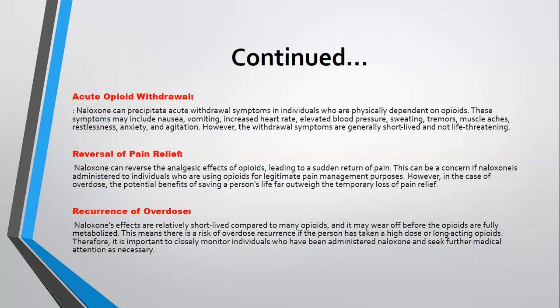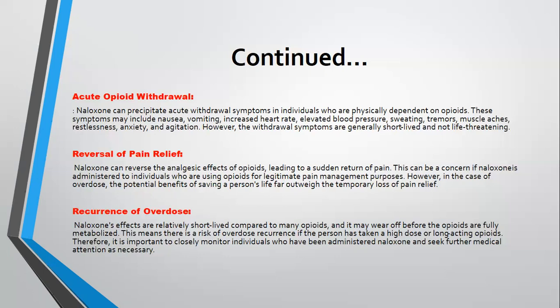Moving to the other, reversal of pain relief. Naloxone can reverse the analgesic effects of opioid, leading to a sudden return of pain. This can be a concern if naloxone is administered to individuals who are using opioid for legitimate pain management purposes. However, in case of overdose, the potential benefits of saving a person's life far outweigh the temporary loss of pain relief.